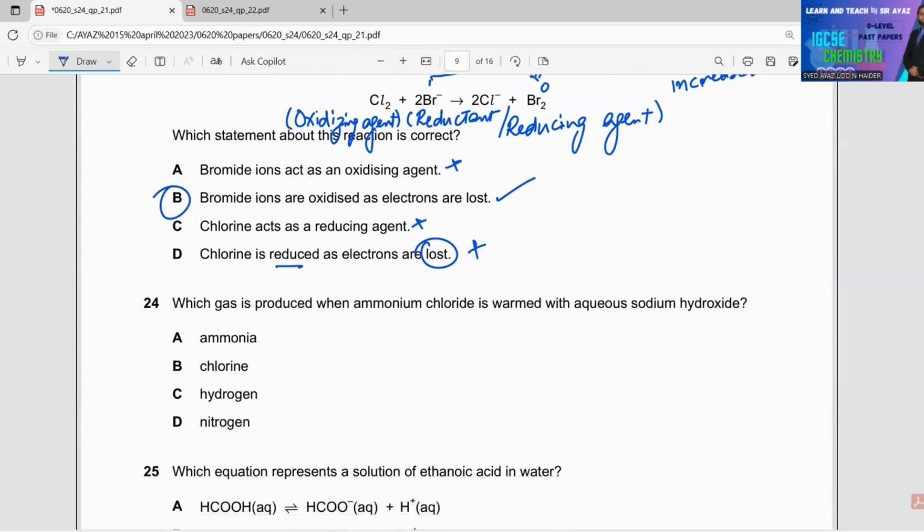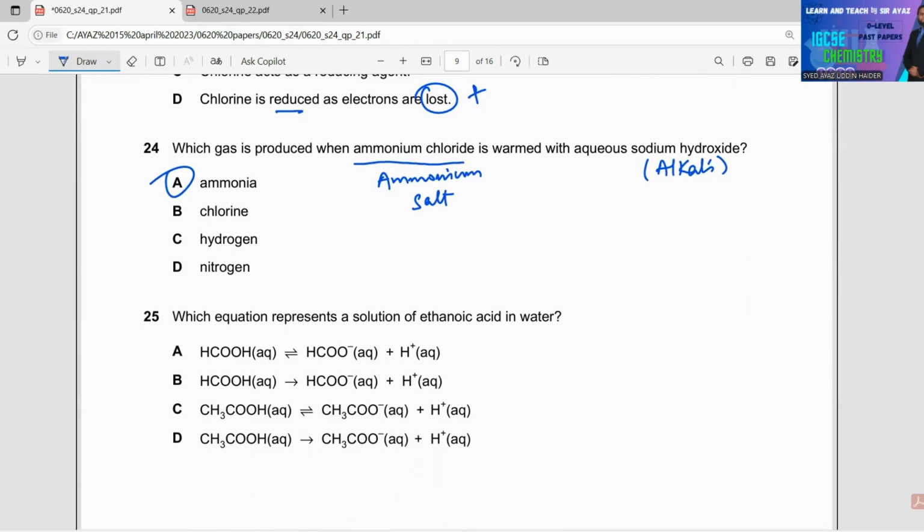Number 24, which gas is produced when ammonium chloride is warmed with aqueous sodium hydroxide? Ammonium chloride is an ammonium salt, and sodium hydroxide is an alkali. Whenever an alkali reacts with ammonium salts, they liberate ammonia gas. So the only gas produced is ammonia here. So A must be the right answer in this case.